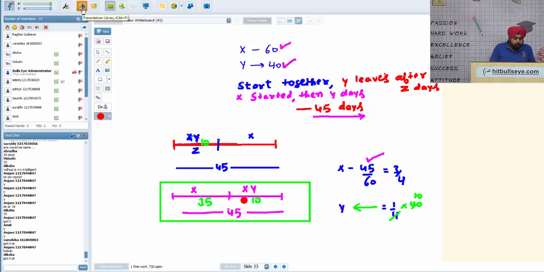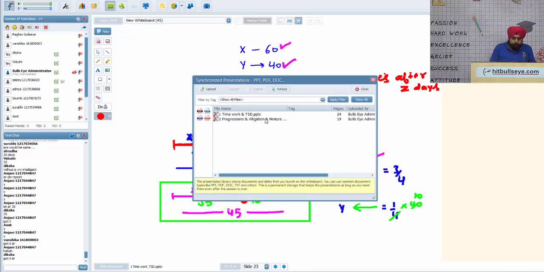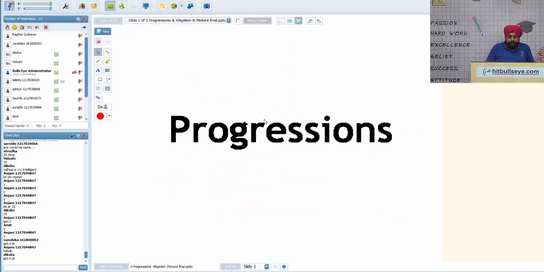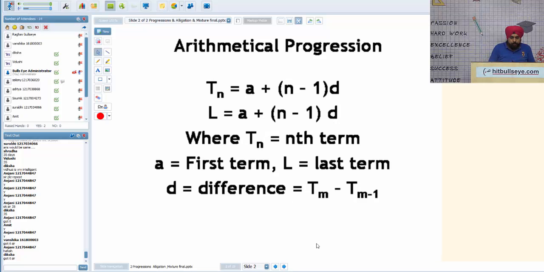Okay, students, let me move to the next PPT. We are going to do progressions and alligation and mixture. So progression, students, first of all, arithmetic progression. Just read the formula. First of all, we are talking about the nth term. That is, the nth term is specifically the term we want to calculate, right?